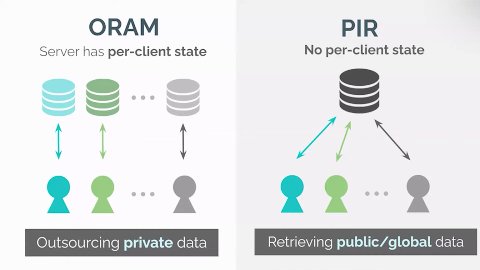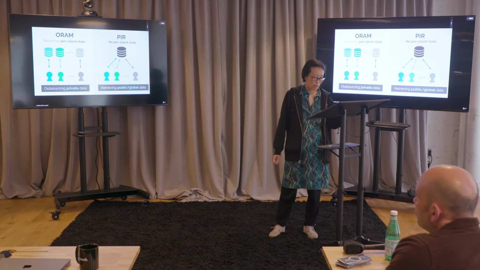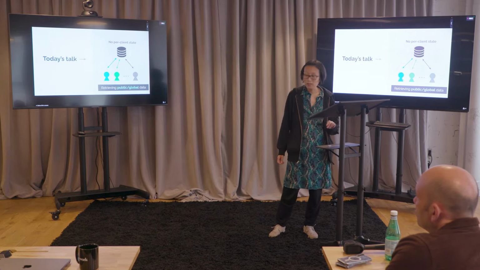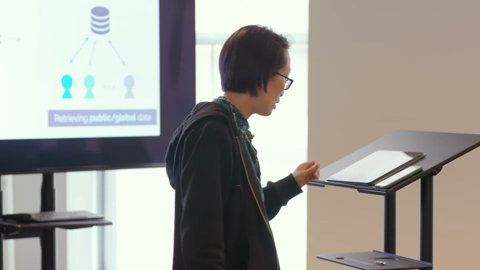Let's say these businesses each have their own private data set and they want to outsource the data set to the cloud. Whereas PIR is better suited for accesses to some public, actually, it doesn't have to be public, it just has to be a global database. As you have seen, the motivating examples I talked about today are more like in the PIR bucket. They have a globally shared database.